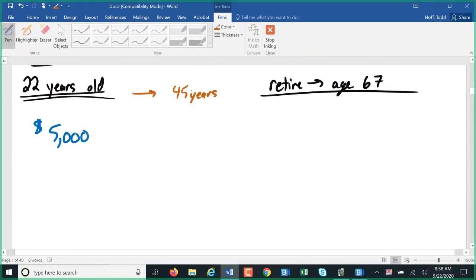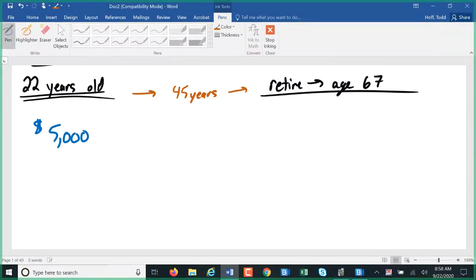that money is going to sit there if you put it in at age 22, if you save it at age 22. The average 45-year gain in the stock market right now is between 13 and 14%. That's per year.